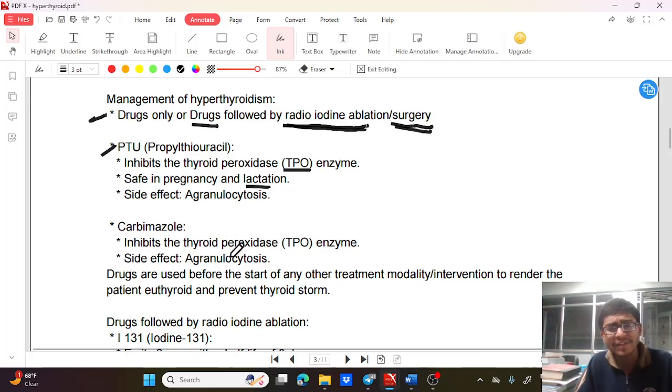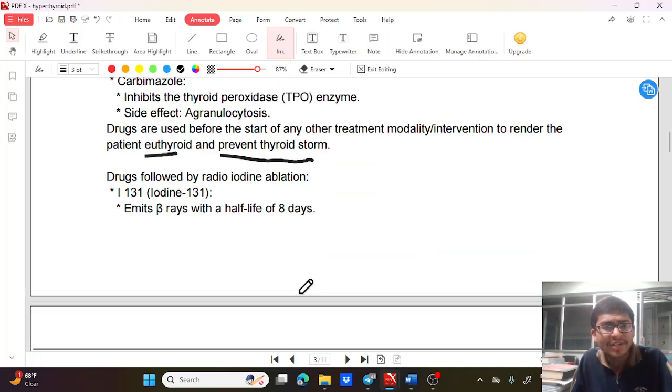And these drugs are very useful before doing any other treatment so that the patient becomes euthyroid and we can prevent thyroid storm. We'll be seeing that in detail too. So it is important that the patient becomes euthyroid and is not hyperthyroid before any intervention, that is either surgery or radioiodine ablation, to prevent occurrence of thyroid storm.